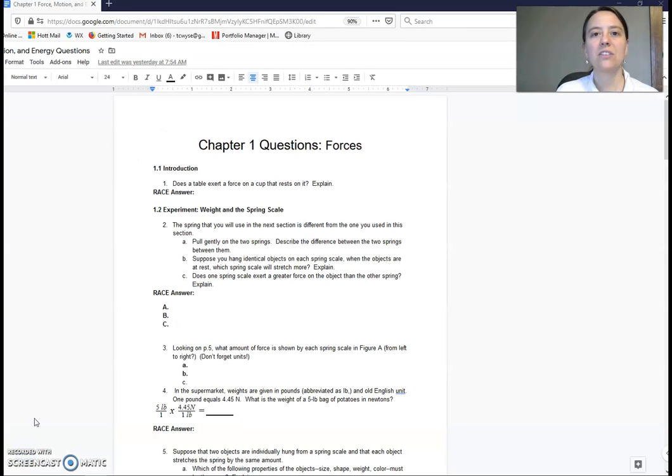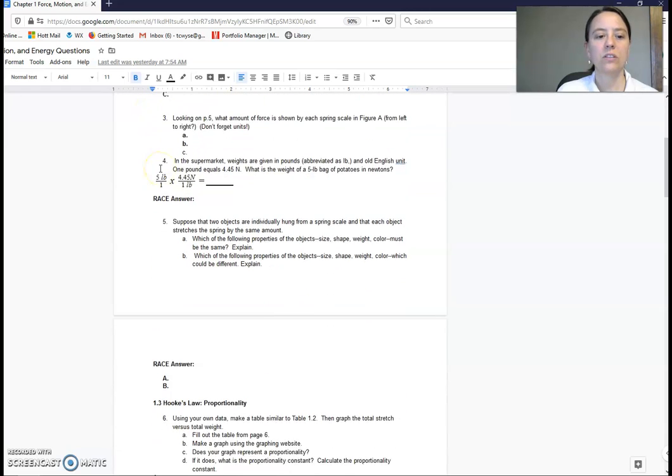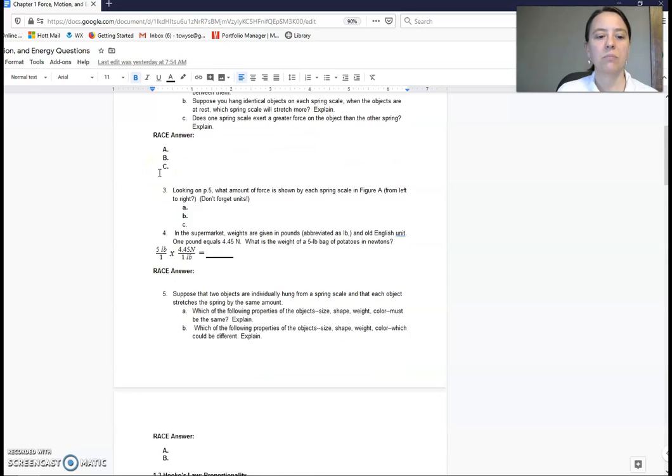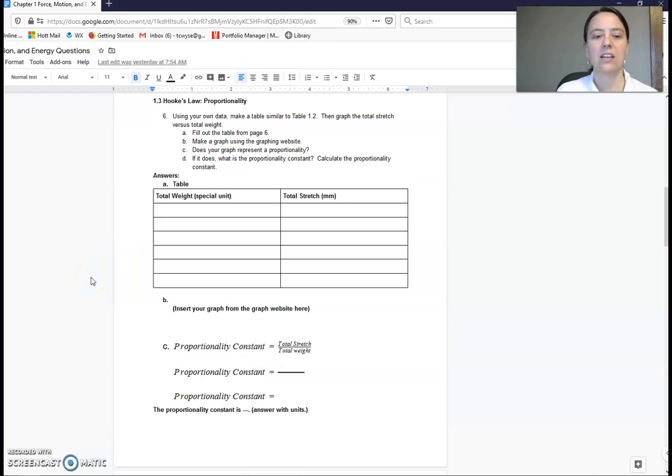So please find your Chapter 1 questions, that was a Google Doc, in Classroom, and open that up. You should be done with number 1, and we're going to postpone 1.2, so we're going to, for now, skip 2 through 5, and we're going to go down to Hooke's Law, proportionality, number 6. So using your own data, make a table similar to 1.2. Then graph the total stretch versus total weight.